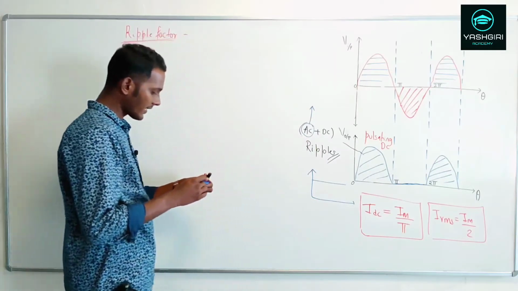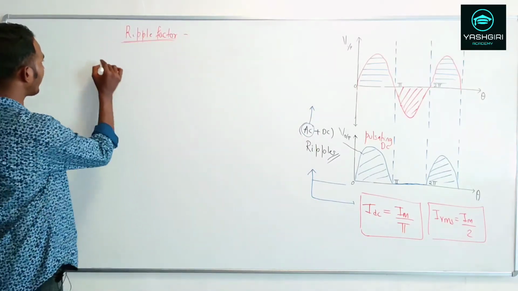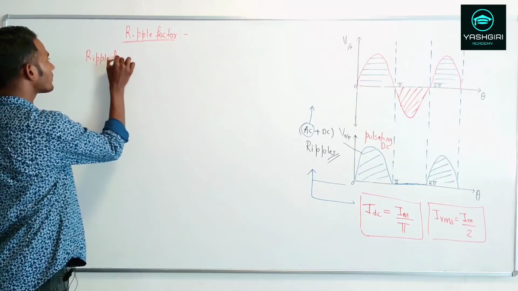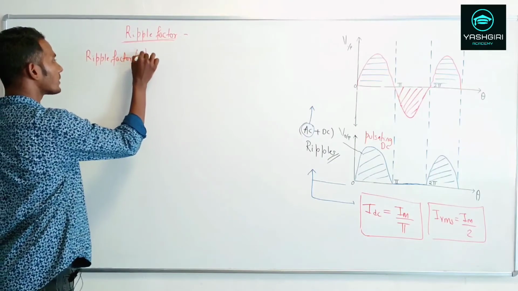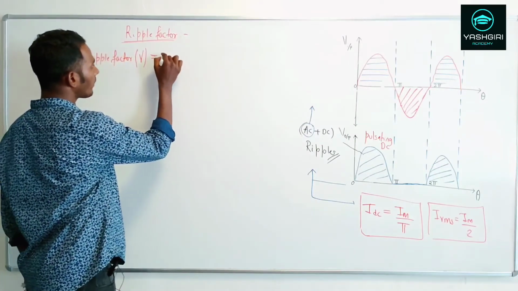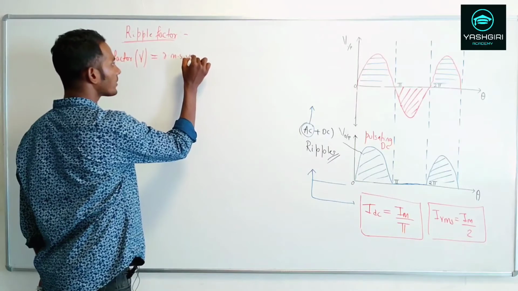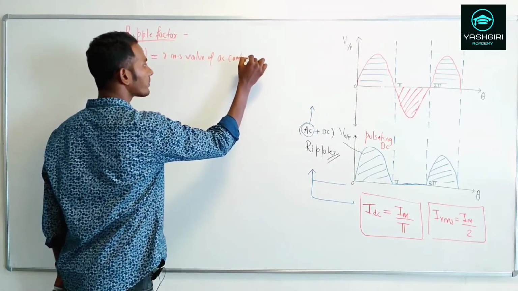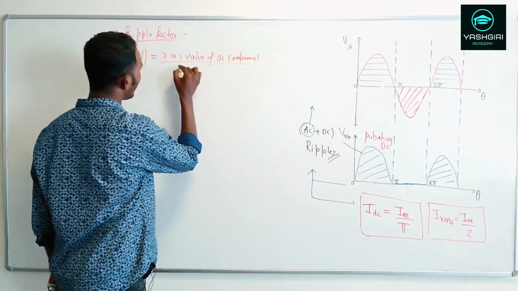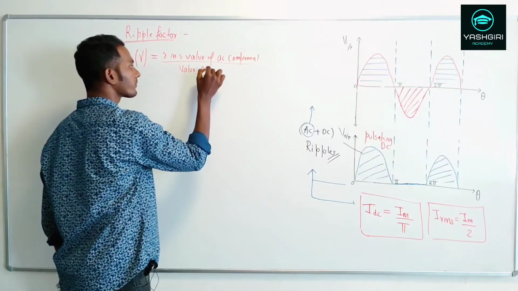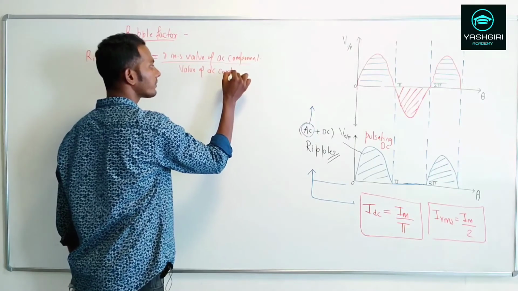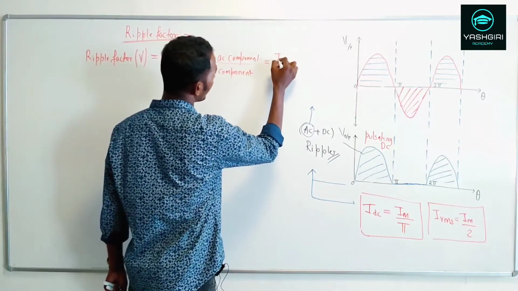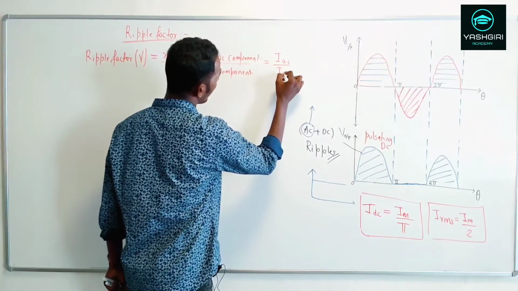So what I can say is that the ripple factor, mu is the symbol for that, is the ratio of the RMS value of the AC component to the value of the DC component, or else I can write it as IAC divided by IDC.